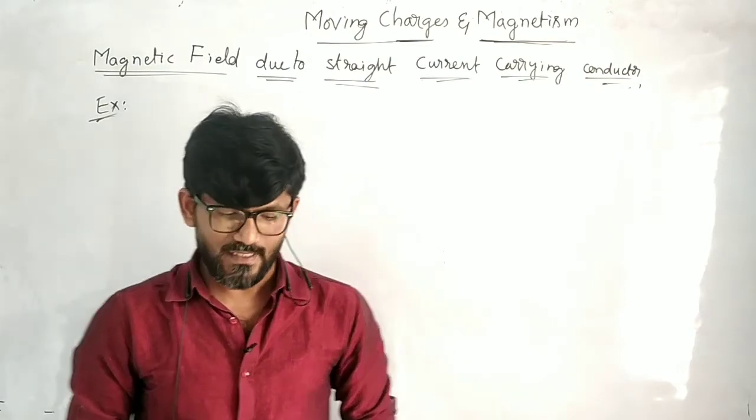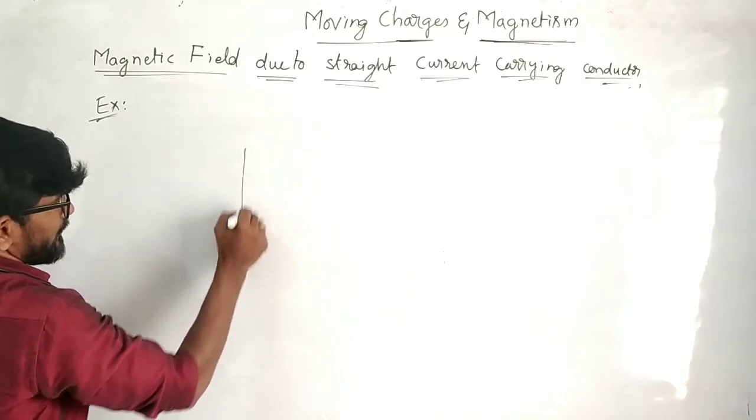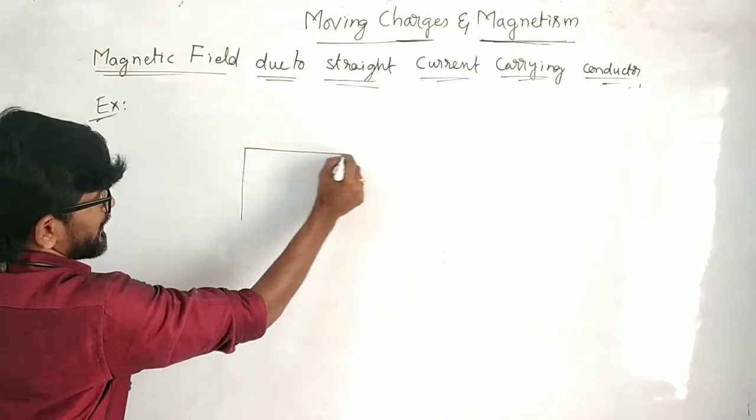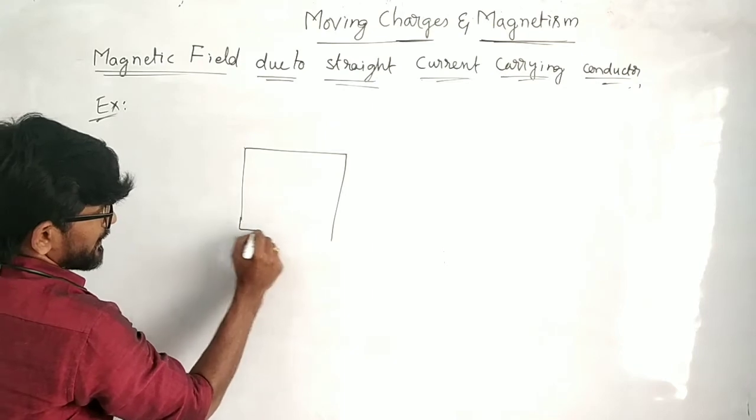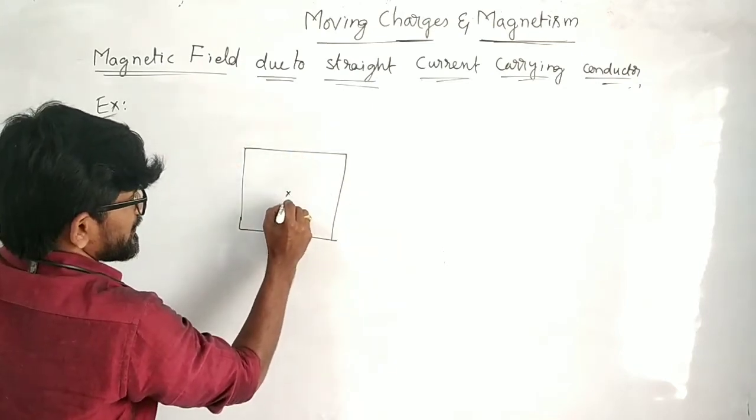Yes guys, now let us see some examples. The question here is, find the magnetic field at point P as shown in the figure. Here this is the figure. This is a square loop current carrying conductor. Point P is at the center.